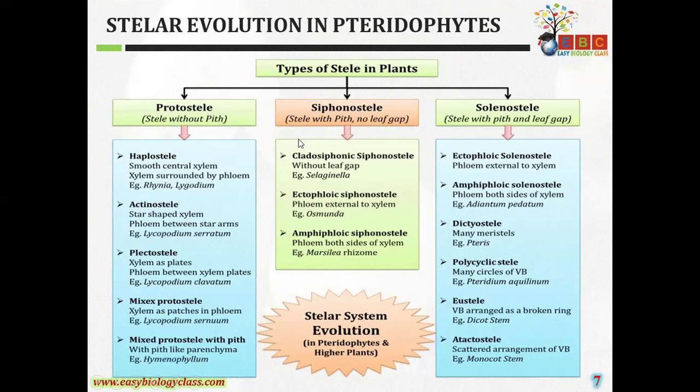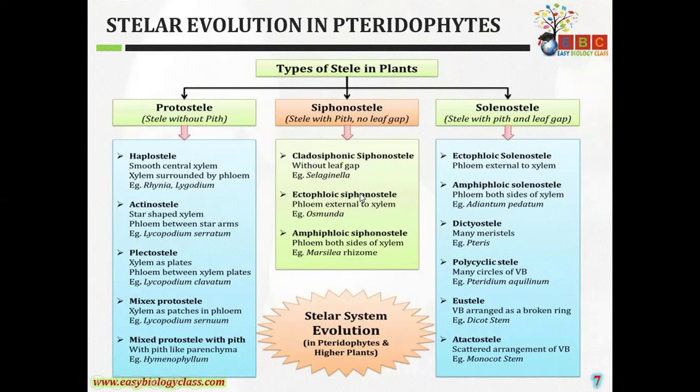So as I told you here, the stele here is with the pith region in the center and there are no leaf gaps. So when we go for this, it is again divided into 3 categories here. One is called cladosiphonic siphonostele. That is here, there is a pith region and there is no leaf gap. Example is Selaginella. And the ectophloic siphonostele, the name itself implies ecto means outside, phloic means related to phloem. So the phloem will be outside and the xylem will be in the center. So like that, you need to remember.